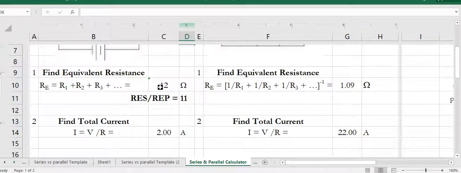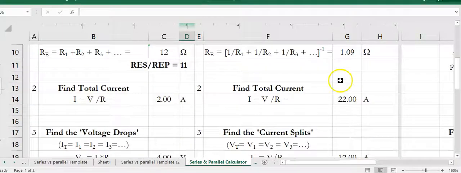The series circuit always has more resistance. The parallel circuit always has less resistance. And so there's a direct consequence of that. More resistance means less current. Less resistance means more current. So we have an 11-to-1 ratio in resistance, and it's no surprise that we have an 11-to-1 ratio in the amount of current flow. So the parallel current, which had 11 times less resistance, has 11 times more current.